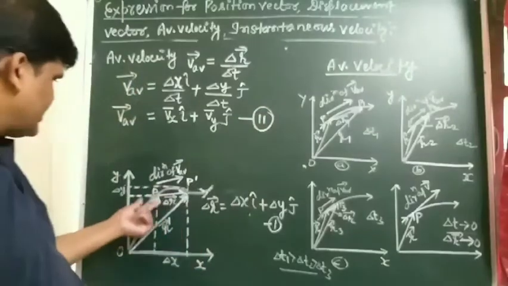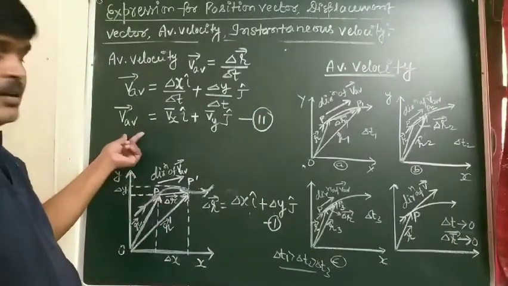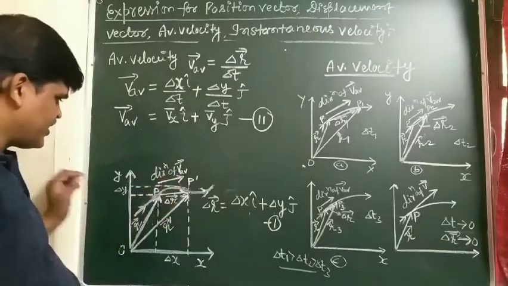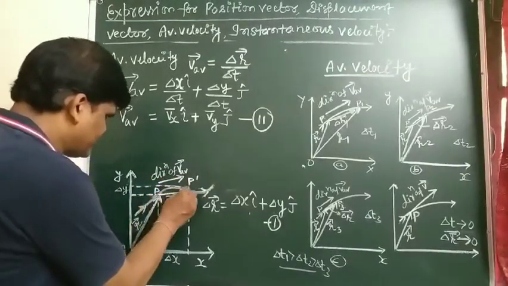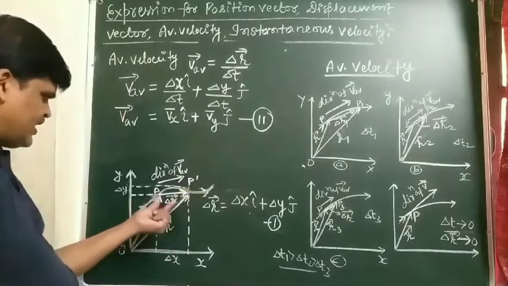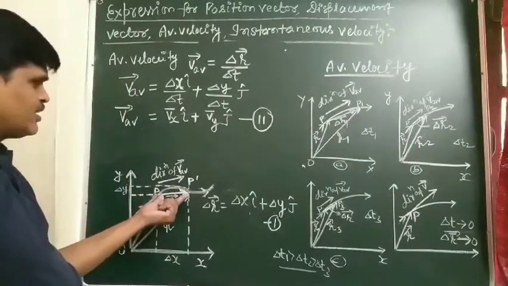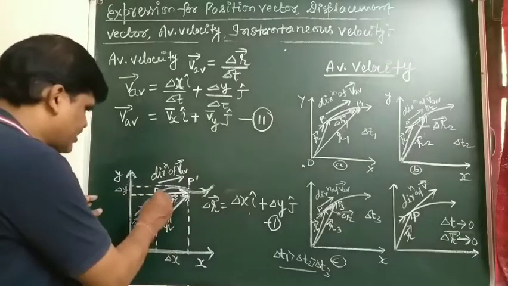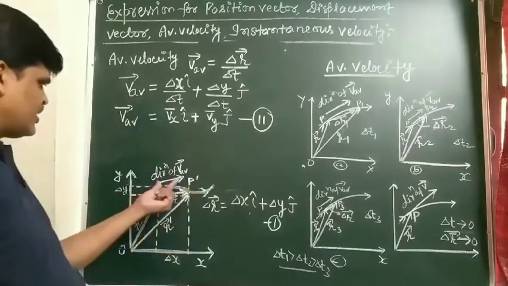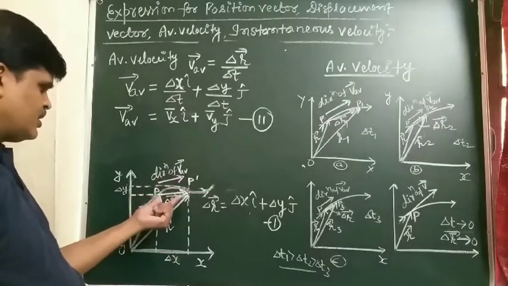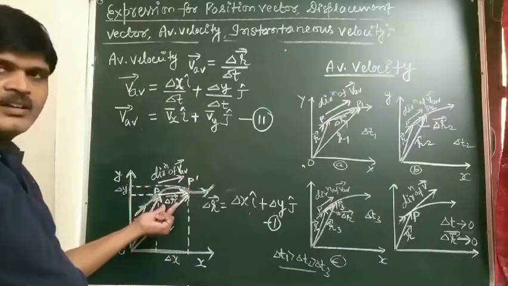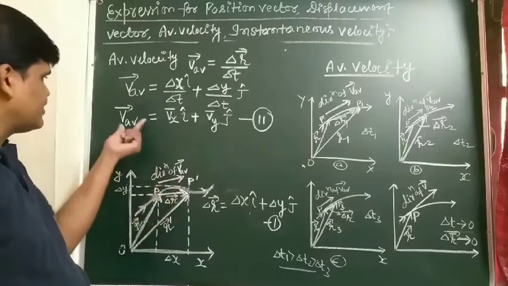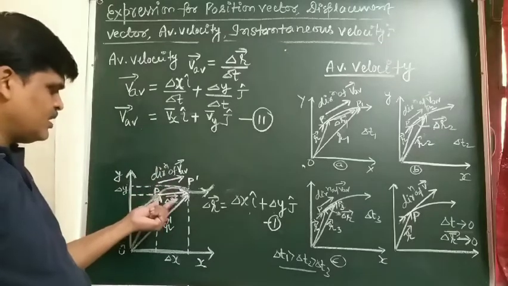And student, see the diagram. Direction of average velocity, see the diagram carefully. The direction of displacement is delta r from P to P dash. So the direction of average velocity is the same as the direction of the displacement vector delta r. So this is the direction of average velocity, which is shown in the diagram.